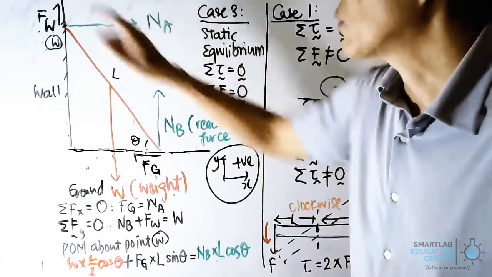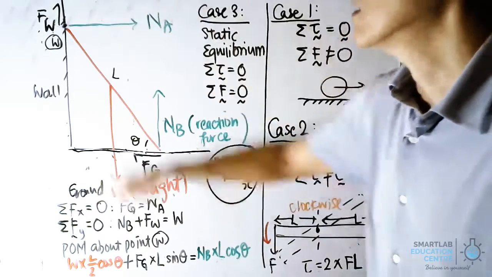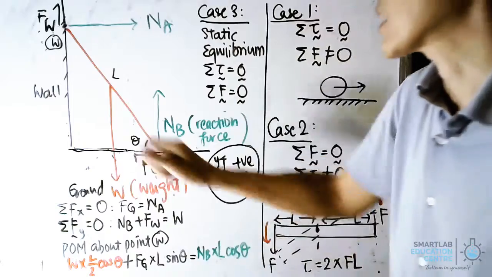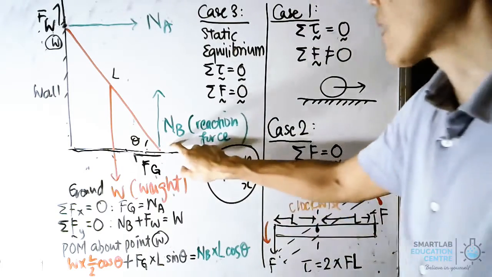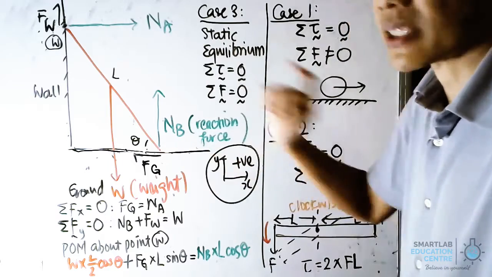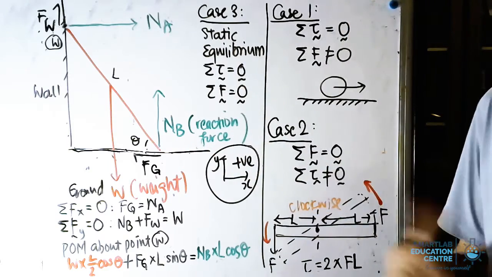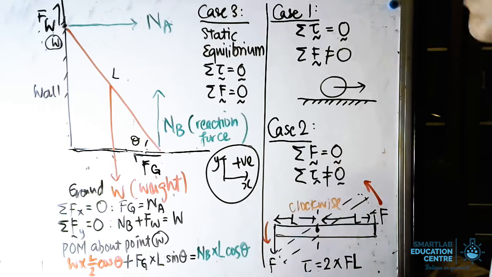There will be two reaction forces acting perpendicular. One is as a result of the wall acting on the ladder. The other is a result of the reaction force from the ground acting on the ladder. And last but not least, there will be frictional force.